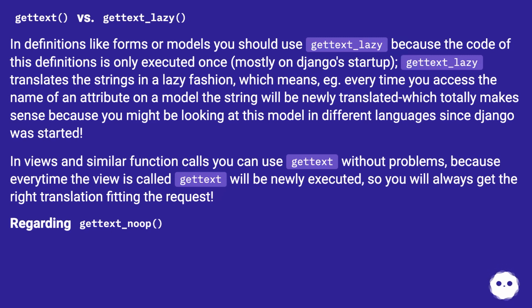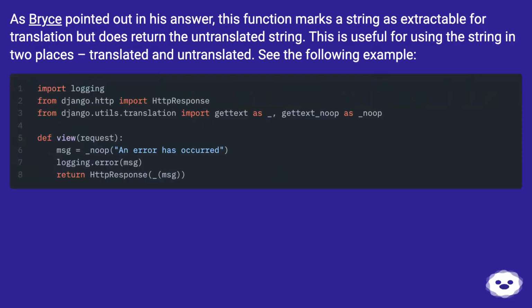Regarding gettext_noop, as Bryce pointed out in his answer, this function marks a string as extractable for translation but does return the untranslated string. This is useful for using the string in two places, translated and untranslated. See the following example.